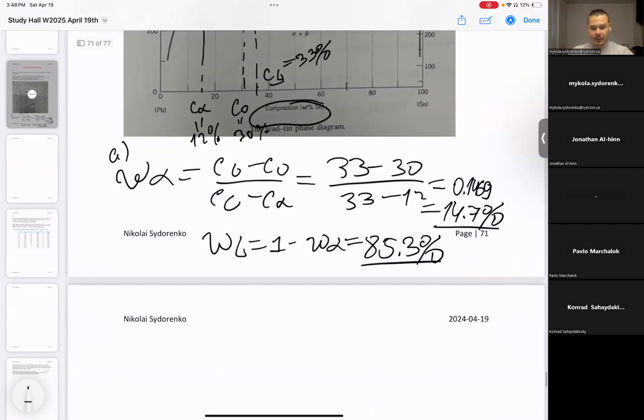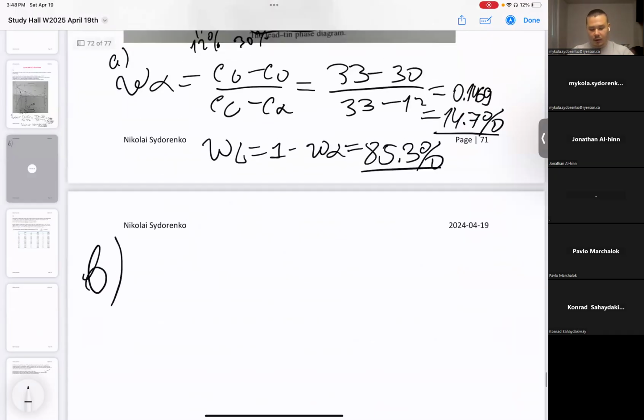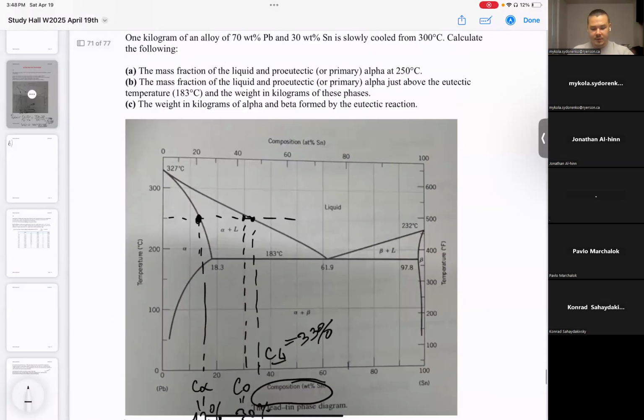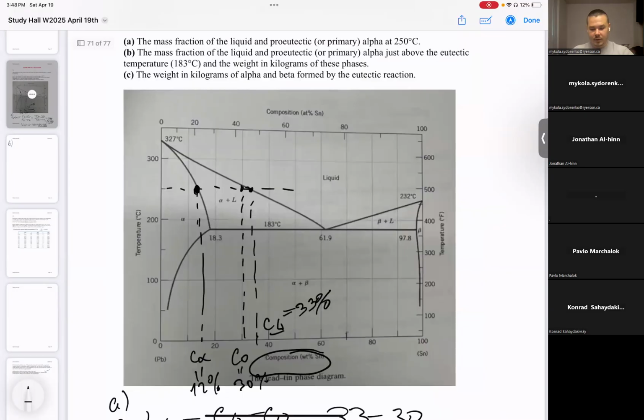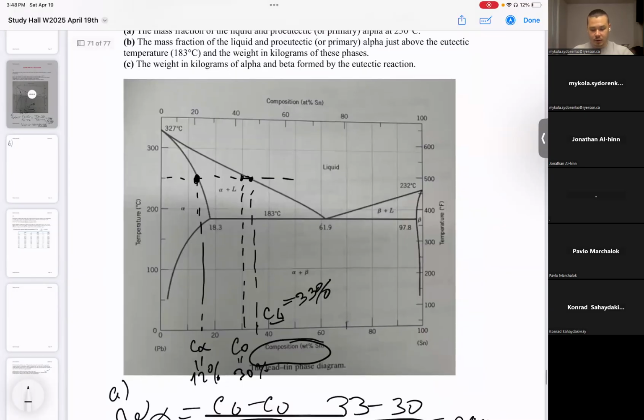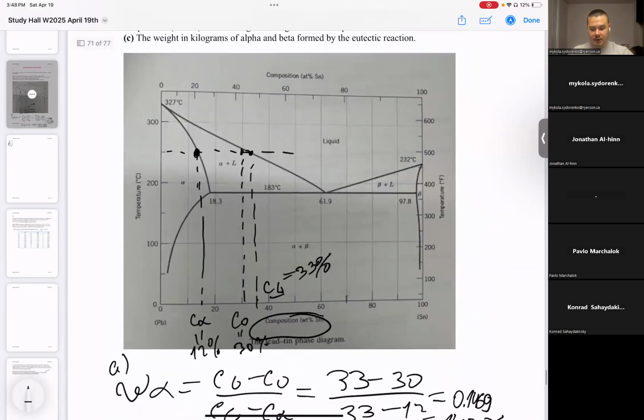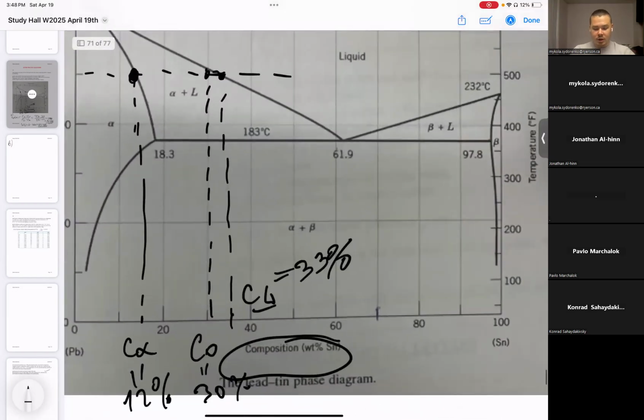So this is how you do it. For part B, it asks for the mass fraction of the liquid and pro-eutectic alpha just above eutectic temperature, and the weight in kilograms of these phases. So there are two things. We are now changing the temperature to just above the eutectic temperature. So this becomes our tie line now. Okay, so this is above eutectic.